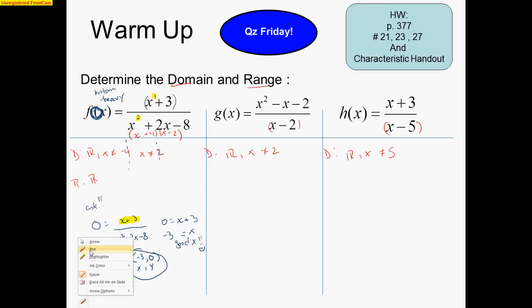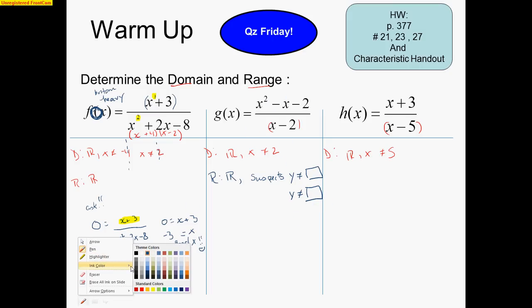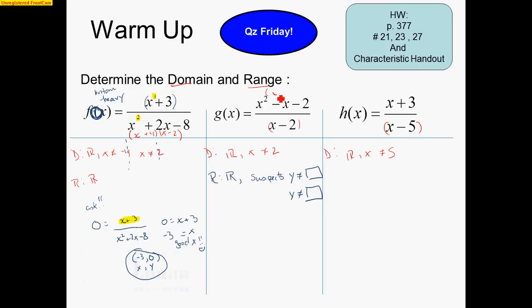Okay? Let's do the same thing here. What is my range? All real numbers. And my suspects: any y values of a hole, the y values of horizontal asymptotes. This time I factored the numerator, and I got x minus 2 and x minus 1. But x minus 2 factored out and left me with just x minus 1 over 1.